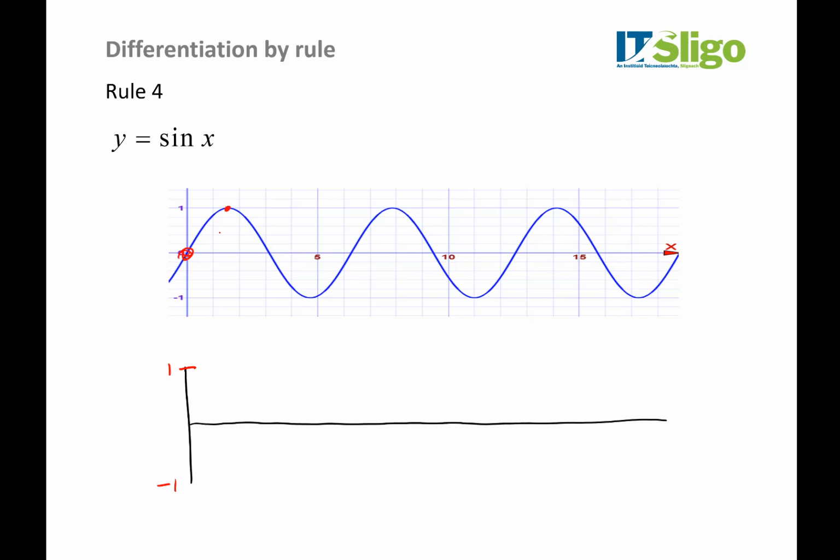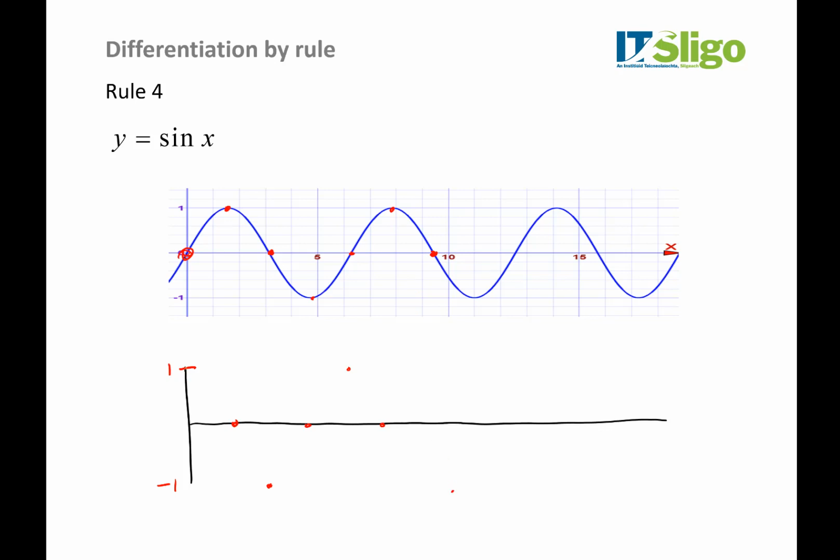Here, at 90 degrees, the slope is 0. Here, the slope is 0 again. Sorry, I should go to here first. Here, the slope is -1. Here, the slope is 0. Here, the slope is +1 again. Here, the slope is 0. The slope at that point is -1.